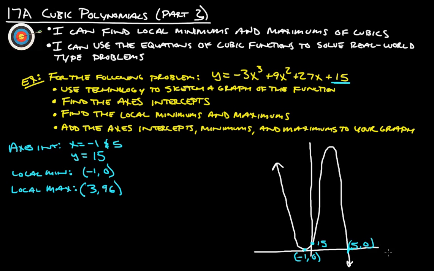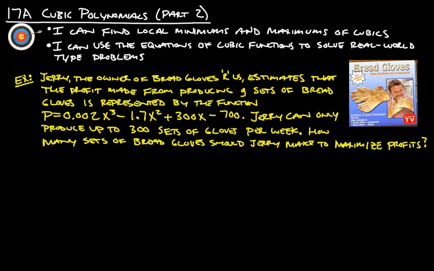5, 0. And then this point up here we know is at 3, 96. Okay, and we've put everything onto our graph that we need. All right, one last piece.